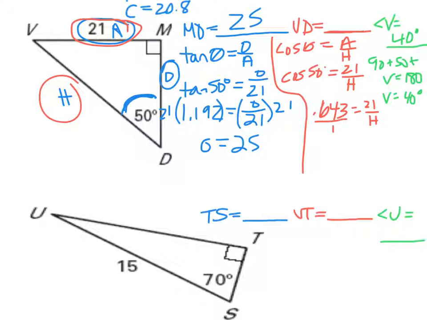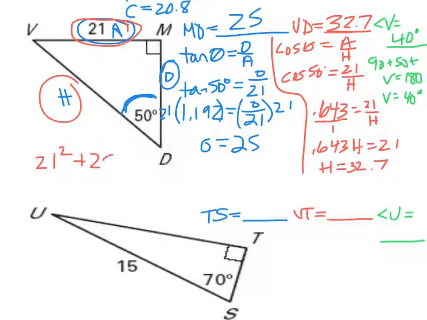Since I have the variable in the denominator, I'm going to cross multiply. 0.643 H equals 21. So I'm going to do 21 divided by 0.643. And I get 32.7. My hypotenuse is 32.7. And if I had done a squared plus b squared equals c squared, I should have gotten exactly the same answer. So I'll just set that one up for you. It should have been 21 squared plus, we found MD is 25, so 25 squared equals my h squared. So you could have also solved that.